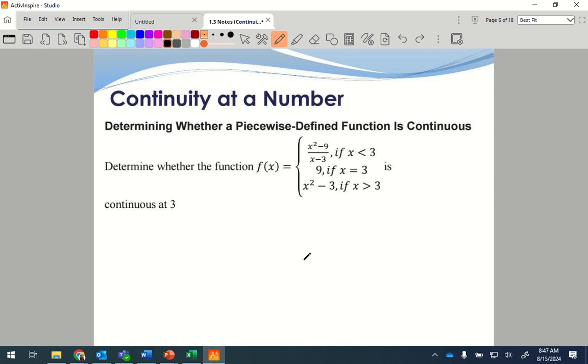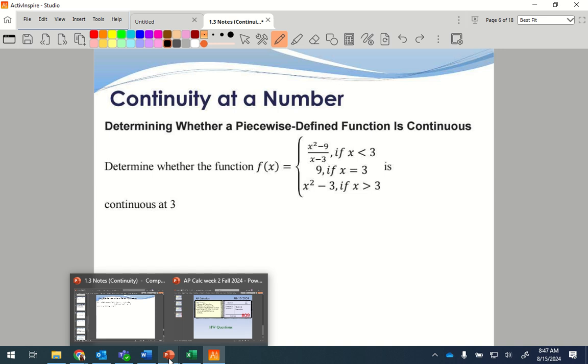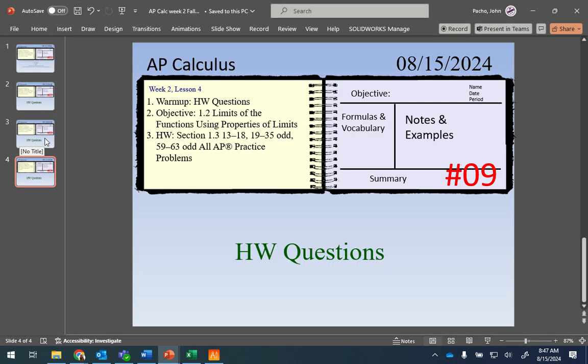There you go. So, I'm going to leave off here. And we're going to pick this up again tomorrow. So, the homework problems for you guys are going to be right here. Oh, I didn't change the objective. I'm sorry. So, yeah, it's 1.3. I changed the homework, but I forgot to change the objective.